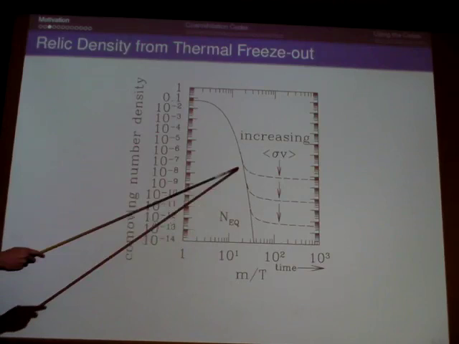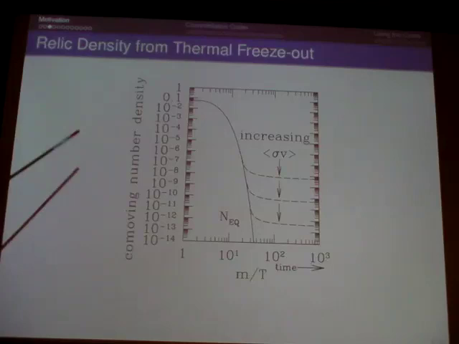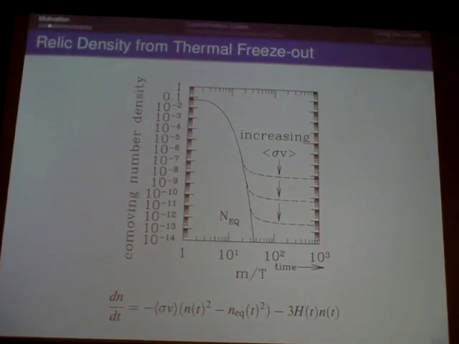So you get this period of freeze-out here, and then it goes to a constant co-moving number density. So in this period, the actual number density is only reduced by the expansion of the universe. These curves come from solving the Boltzmann equation, which is written down at the bottom here. Now this n is the actual number density, not the co-moving number density.